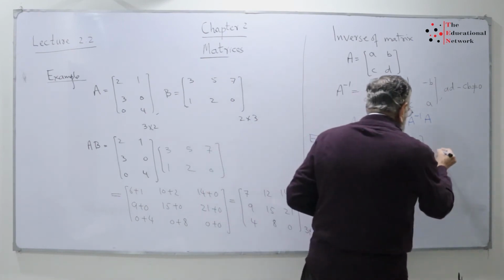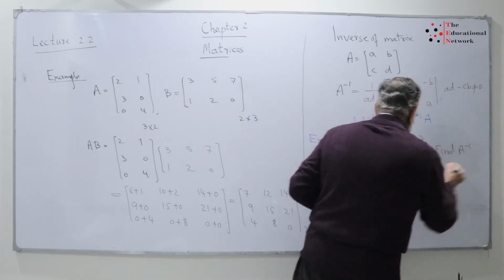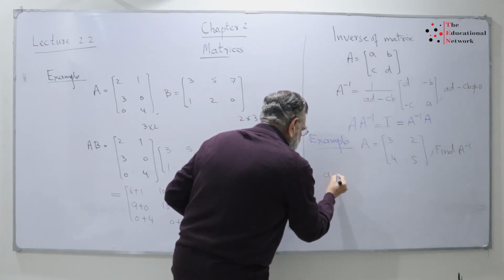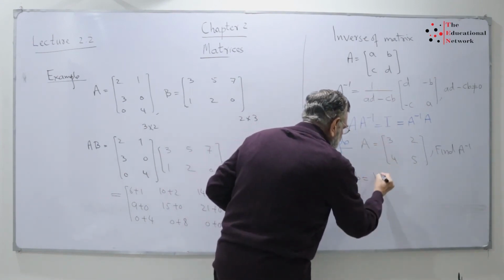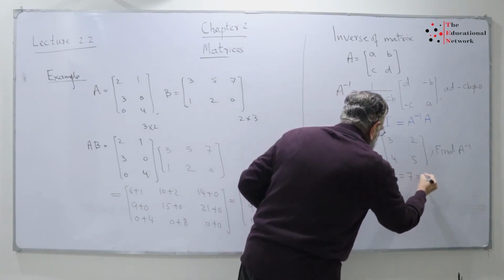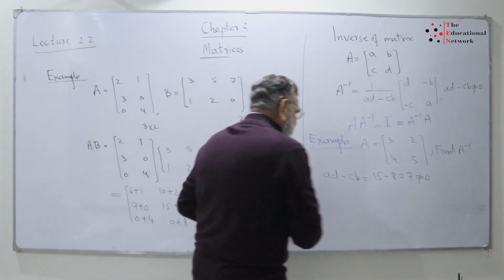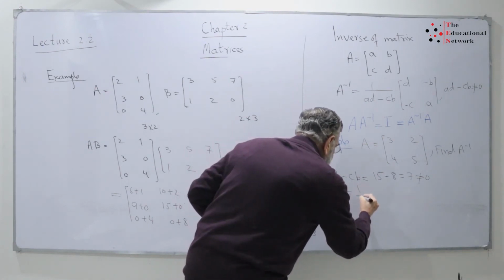Find A inverse. So I find here AD minus BC. My AD minus CB is equal to 15 minus 8, which is equal to 7, which is not equal to 0. That means we can find the inverse. Then I can say my A inverse is equal to 1 over 7.